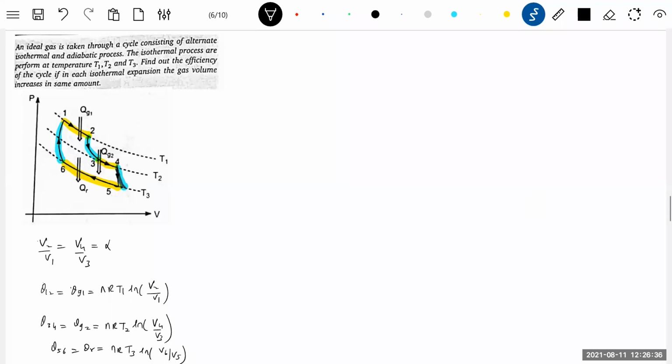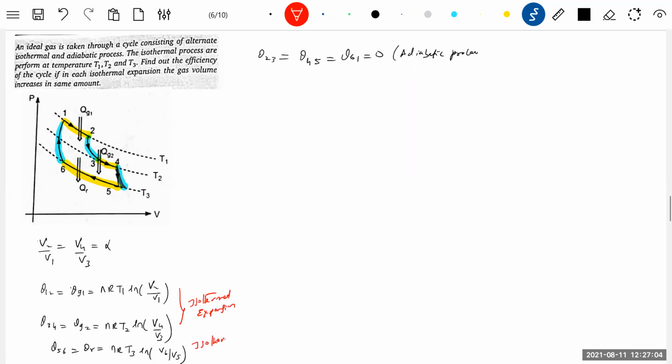In adiabatic, no heat exchange for the path 2, 3, for the path 4, 5, for the path 6, 1. Any reason? Adiabatic process, no? All these are isothermal expansion. These are isothermal compression.